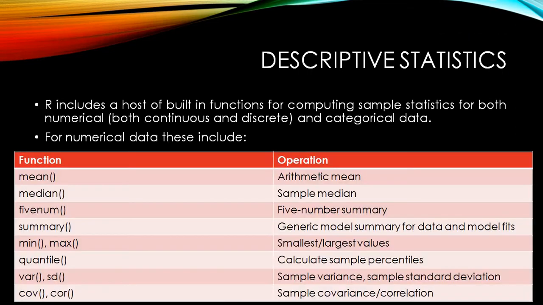So going ahead with our session today, basically, R program has a host of built-in functions for computing sample statistics for both numerical, that is both continuous and discrete, and categorical data. So when I say it is capable of computing both numerical as well as categorical data, that is to say numerical data that is represented in the form of numbers and at the same time categorical data which talks about nominal data, which we say like labels, okay? They may be in the form of numbers, but they are labels in fact, okay? So we'll try to figure out how to derive the descriptive statistics of both.